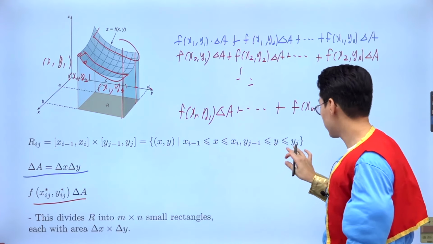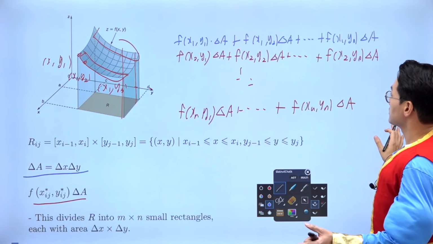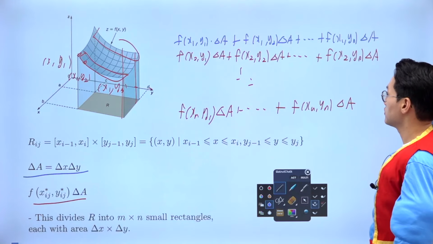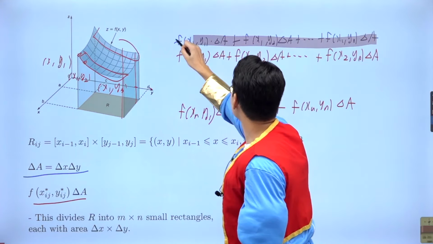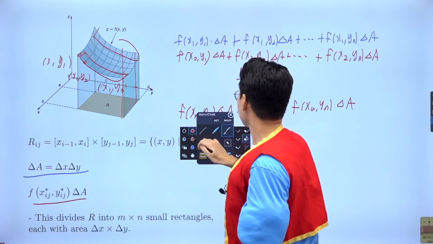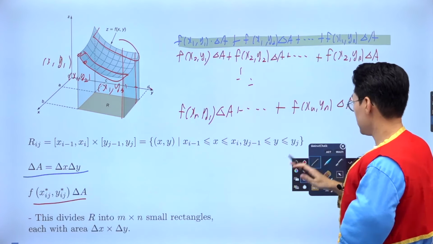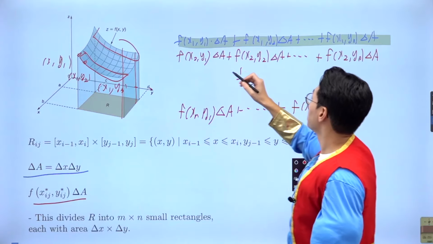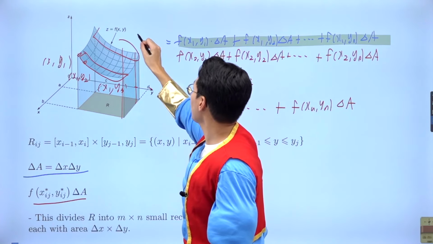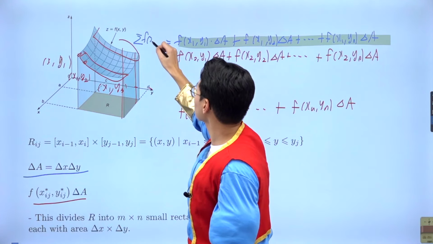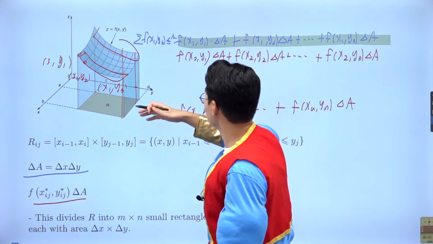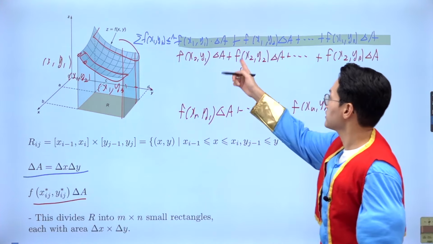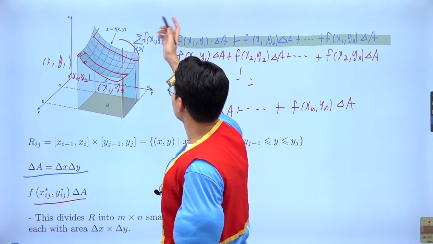Okay, so that's great. So from here, what I'd like to do is to use a sigma definition to represent this series. Let's have a look at the first row expression using the sigma, the series expression. This will be given as a sum of f of x1, yk, delta a, where k goes from 1 to n.